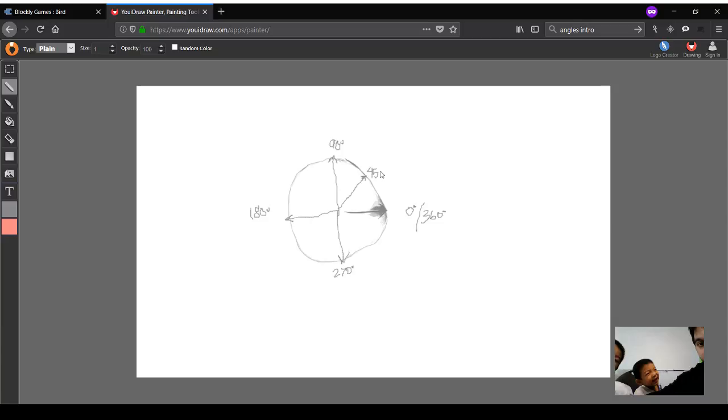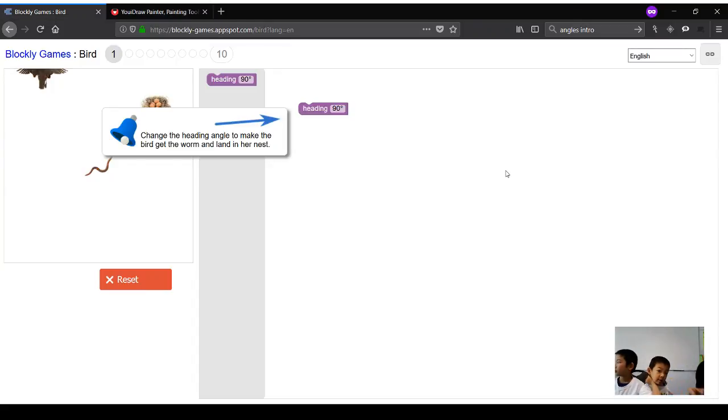And then halfway between 90 and 180 is 135, I guess. Yeah, so you get the idea, right? Now we're going to tell the bird what direction to go. Can you tell the bird what direction to go to get to its nest?